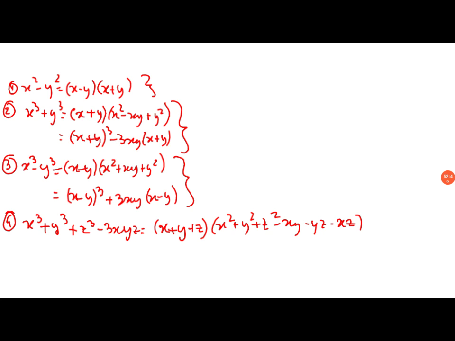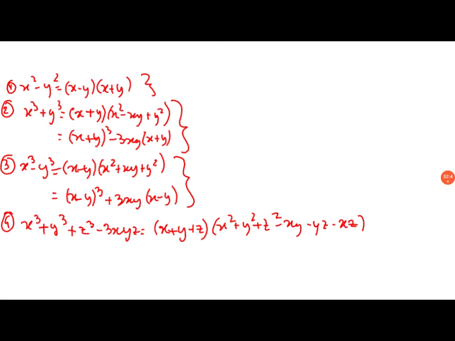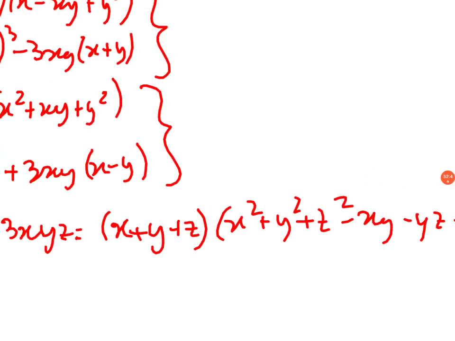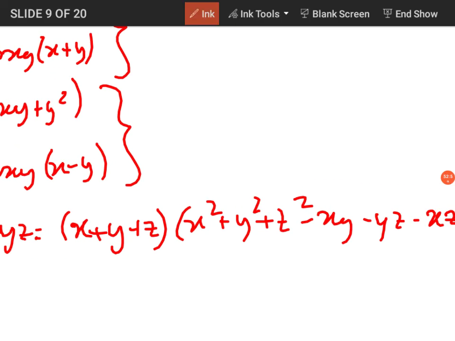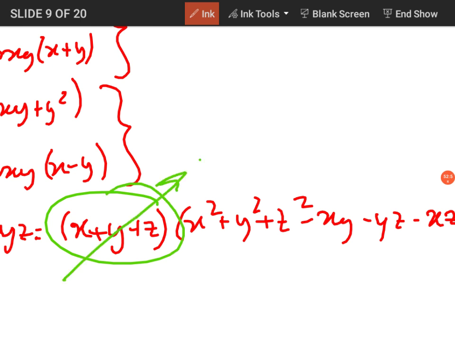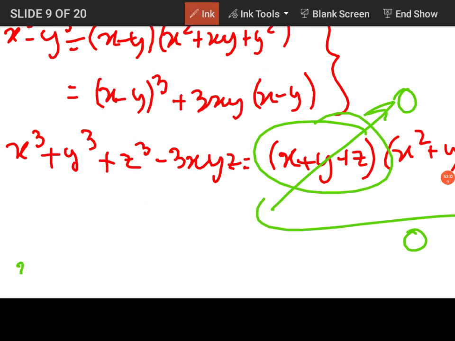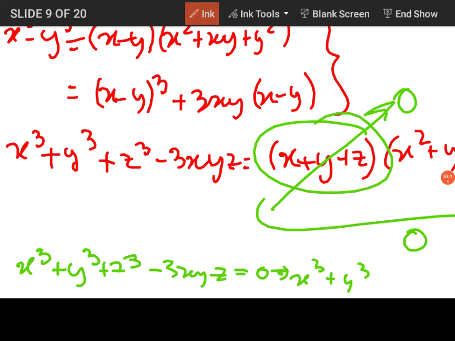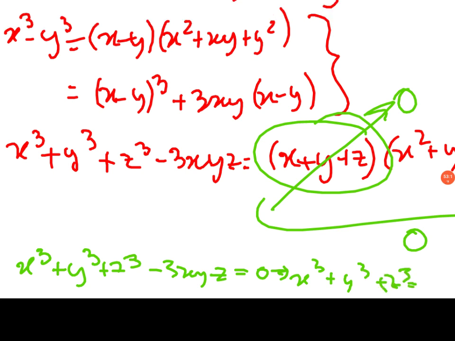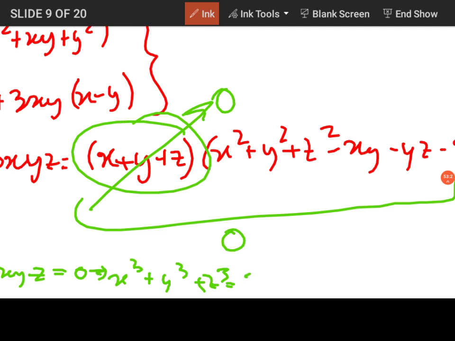Okay, another special case can be made within, this is not a special case, this is very logical thing. If this one becomes 0, this whole term will be 0, so it comes out to be x cube plus y cube plus z cube minus 3xyz is equals to 0. This comes out to be x cube plus y cube plus z cube is equals to 3xyz. You can say it a special case.